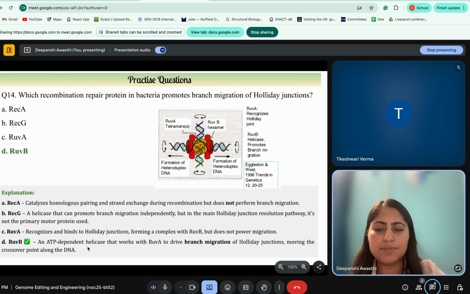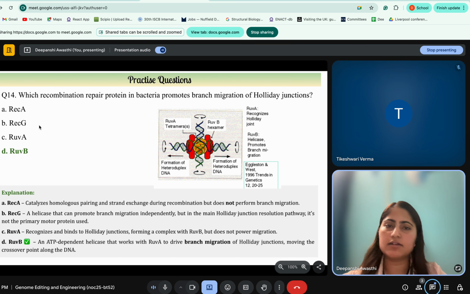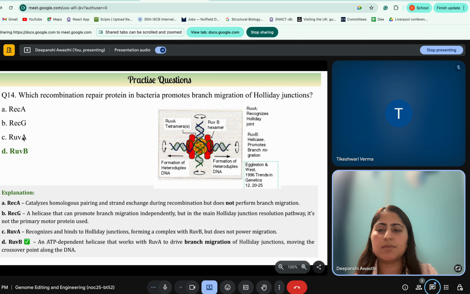So RuvB is the ATP dependent helicase which works with RuvA to drive the branch migration of Holliday junctions, and it moves the crossover points along the DNA. So for example, if another time an option comes where RuvA and RuvB both are mentioned together, then that will be the right option. But in this case, among both of them, the main one is RuvB. But it doesn't mean that RuvA is not playing a role. Both RuvA and RuvB together are involved in the branch migration. So keep these two proteins also in your mind.